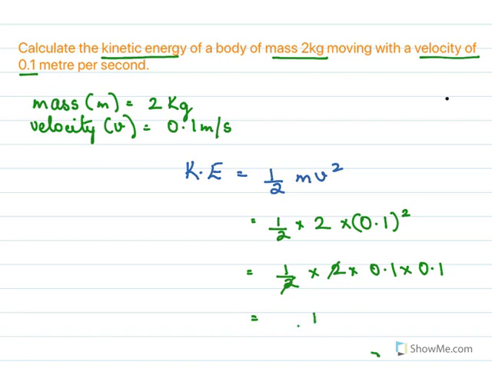Now 0.1, I'll put 1 over 10. 0.1 is 1 over 10. This is 1 over 100 and this is in joules. And if you want to write in decimals, it will be 0.01 joule. So this is the kinetic energy.